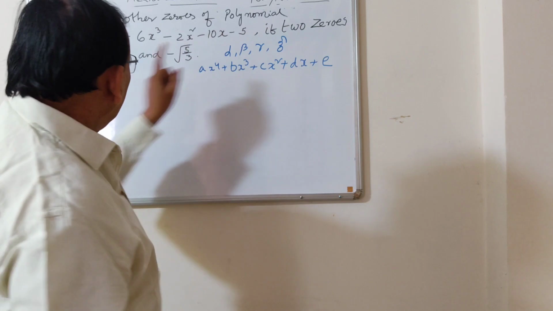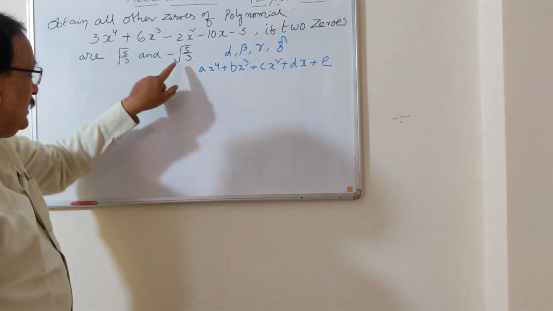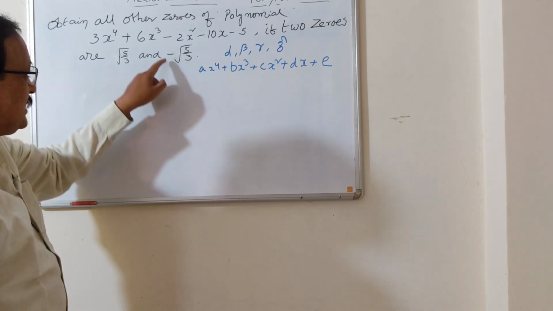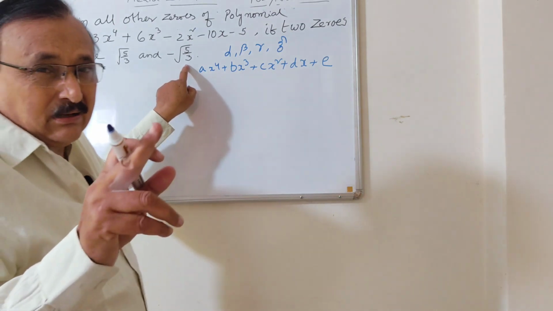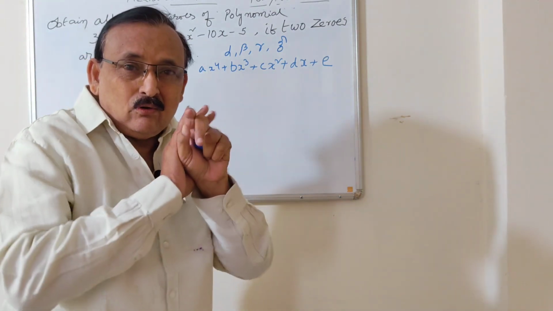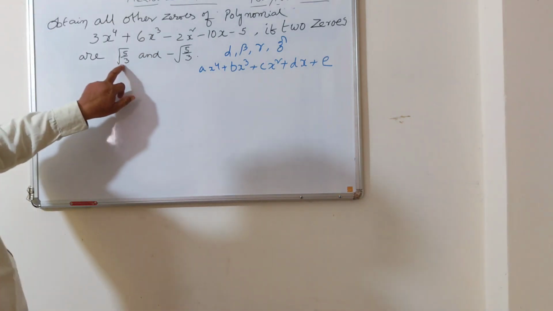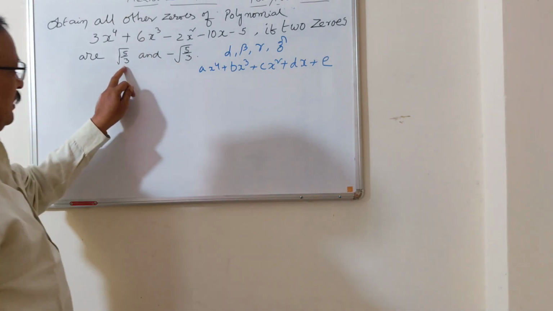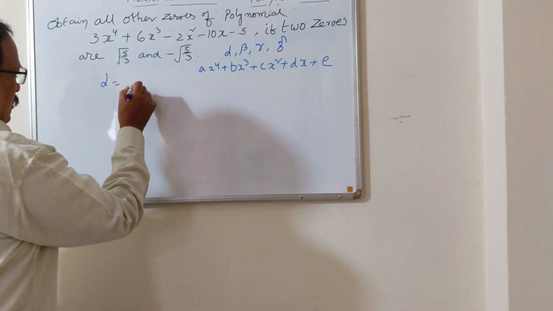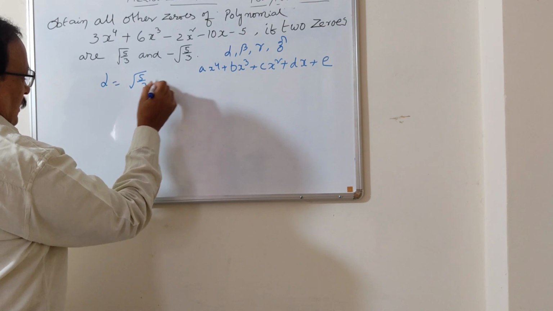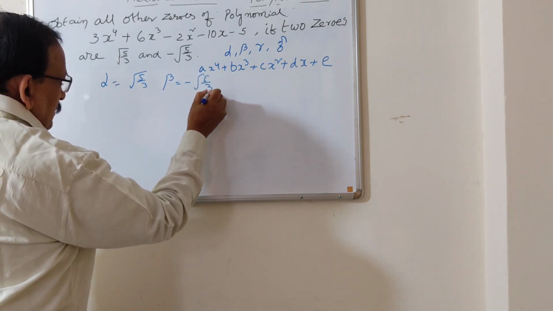The 2 zeros are root of 5 by 3 and minus root of 5 by 3. See, the minus is outside the root. Suppose the minus is inside the root, there is no value because there are no roots for negative numbers. So here root 5 by 3 and minus root 5 by 3. We can take alpha as this one, and beta as this one. Now, alpha is equal to root 5 by 3 and beta is equal to minus root 5 by 3.